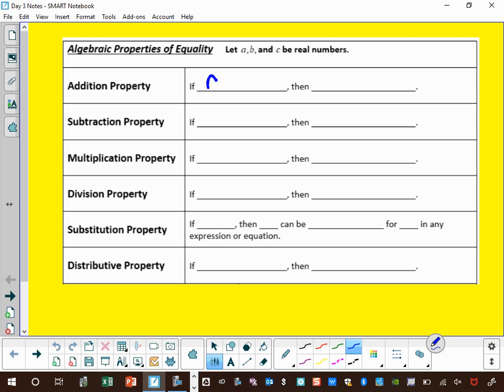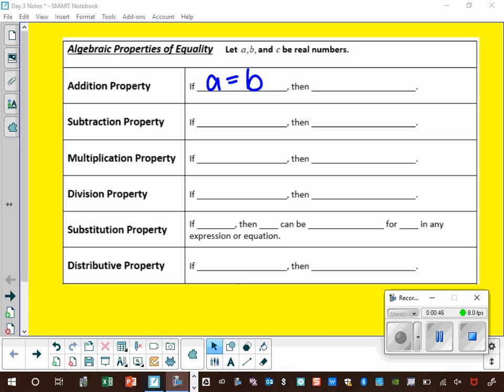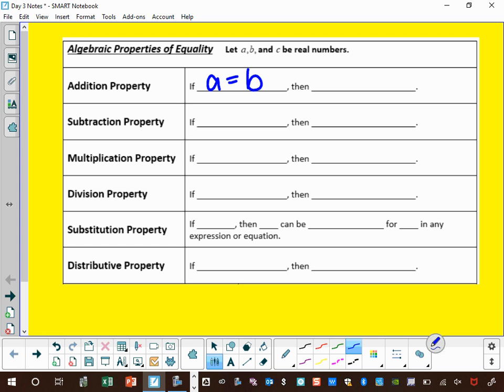So, addition property. If A equals B, then that means that A plus C is equal to B plus C.